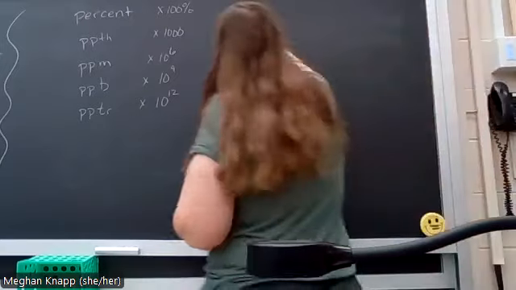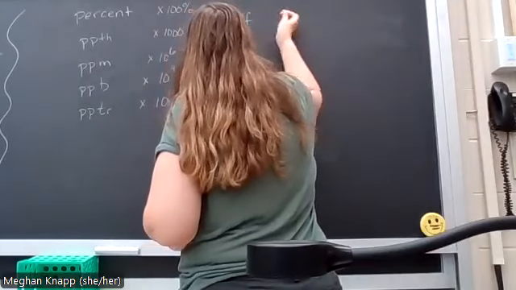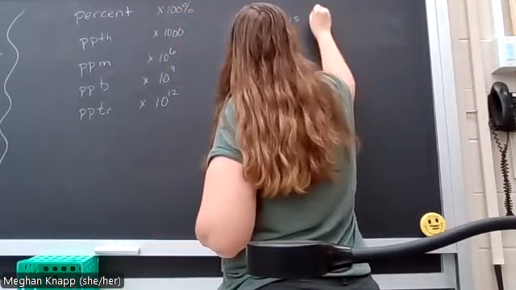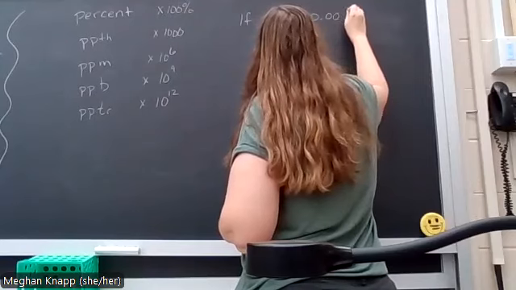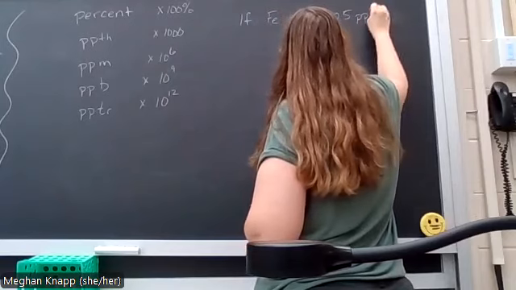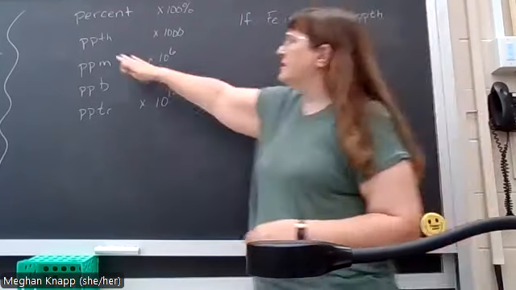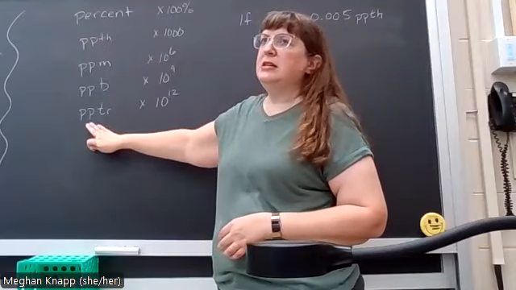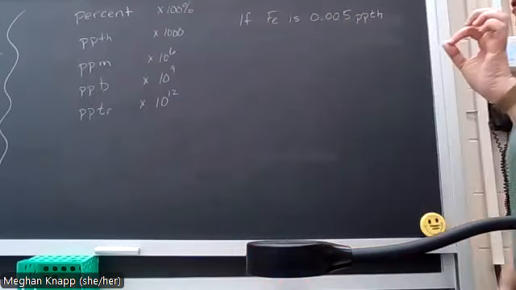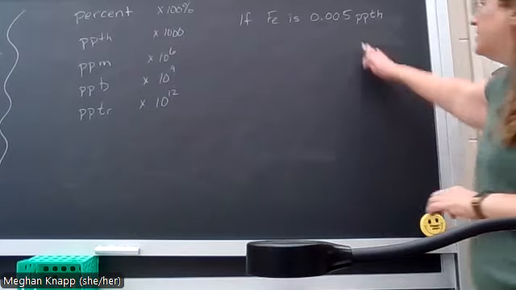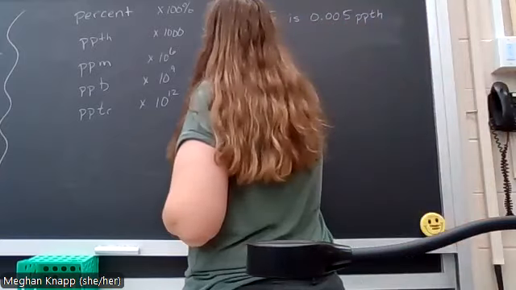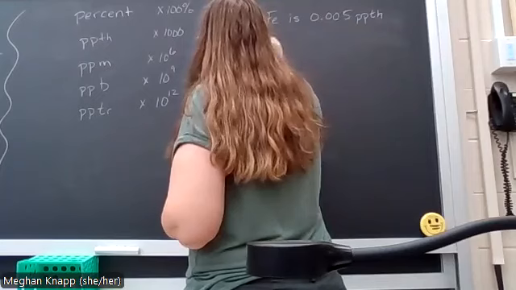So if something is 0.005 parts per 1,000. Now, usually this will be PPT and this will be PPT, and you just have to know from the context which one you're talking about, but I'm going to try and keep the TH for 1,000 and TR for trillion. So this is 0.005 parts per 1,000. How many parts per million is that?